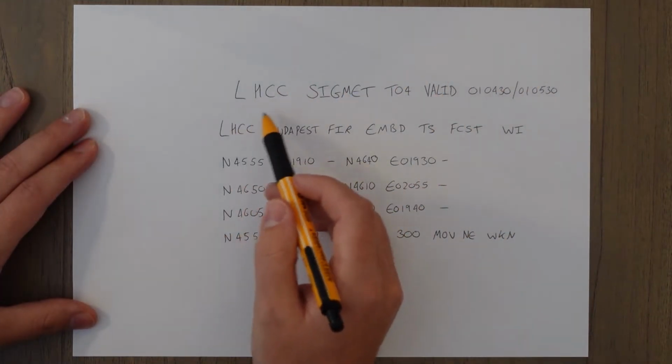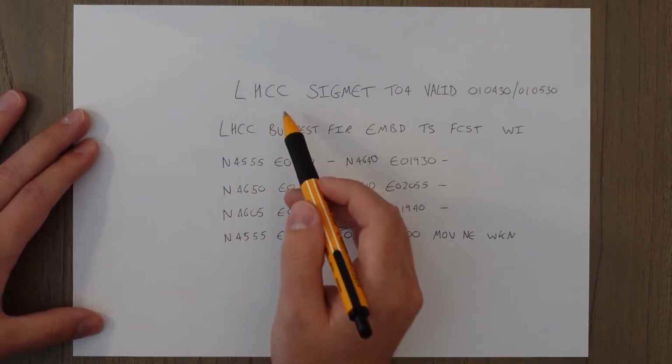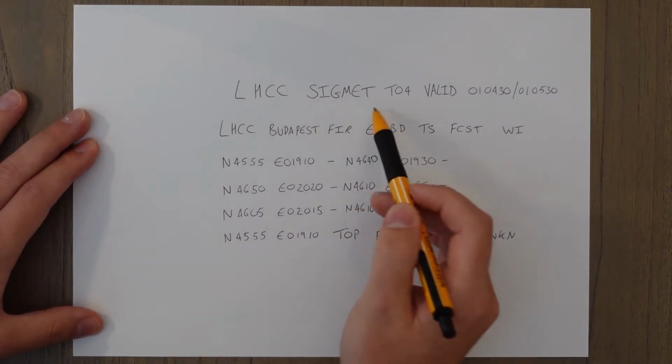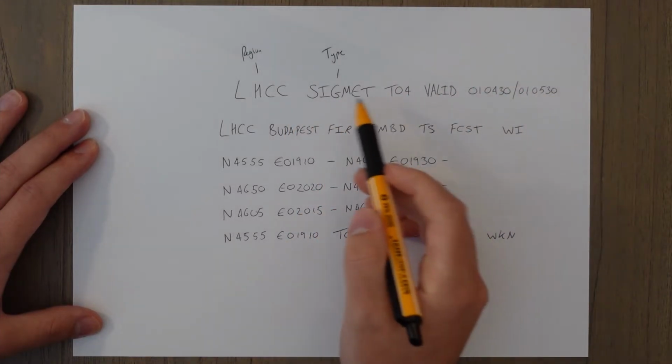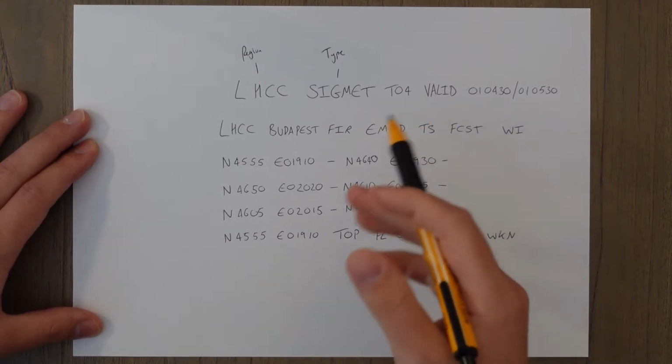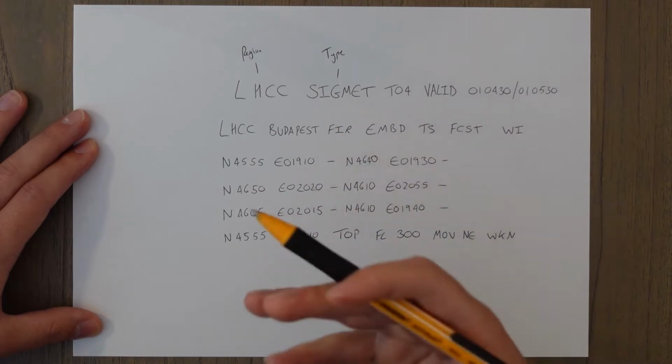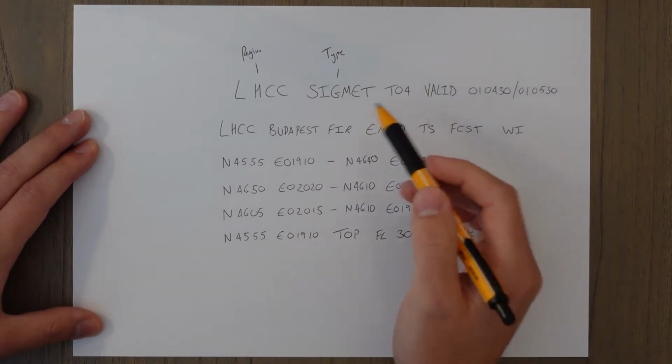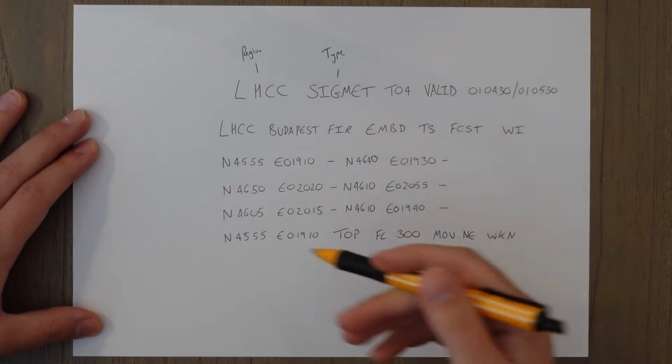So in this case, the region is Hungary, LHCC. Then follows the SIGMET prefix. The SIGMET itself will have an identifier code. It'll have Tango 04 in this case, so that when air traffic control speak to you, they go, are you aware of the Tango 04 SIGMET, you could say, yes, I know what's happening.